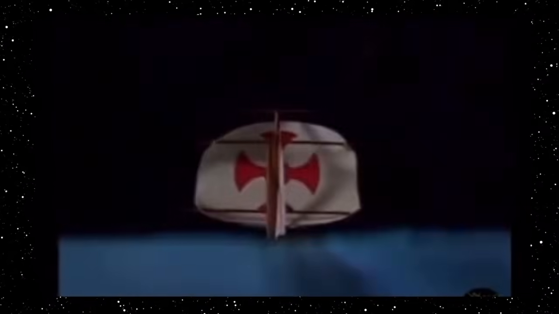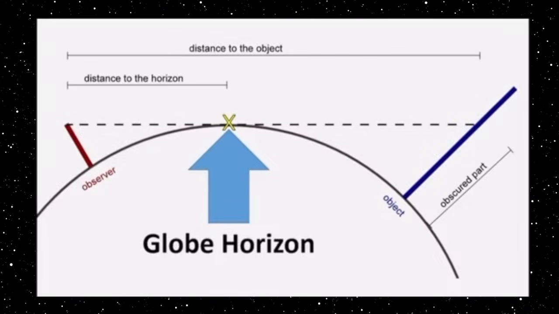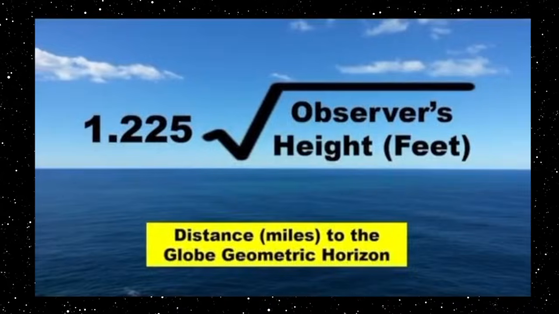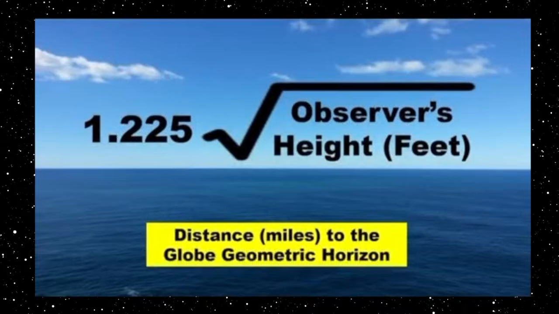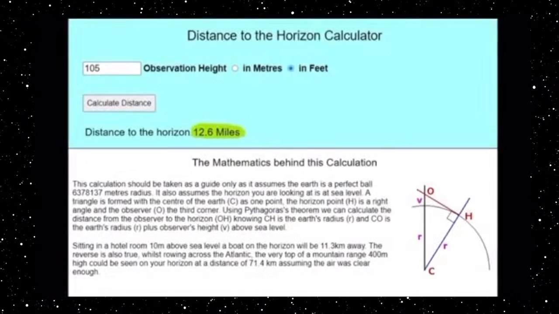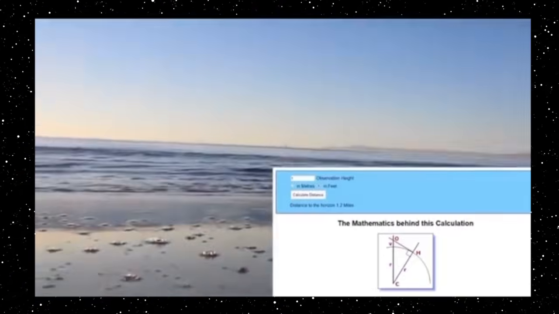Under the globe, this point is referred to as the horizon and is marked by an X on the diagram. One can determine the distance to the alleged globe horizon in miles by taking the square root of the observer's height in feet and multiplying by 1.225, or you can simply use an online calculator like this one or this one. We can prove there is no globe geometric horizon and therefore no globe.